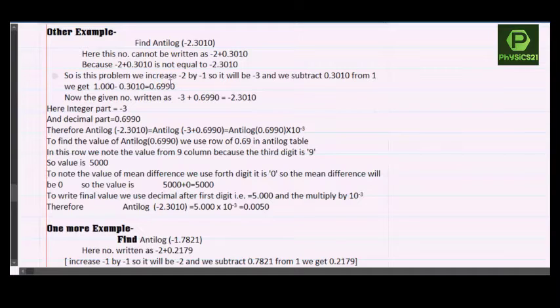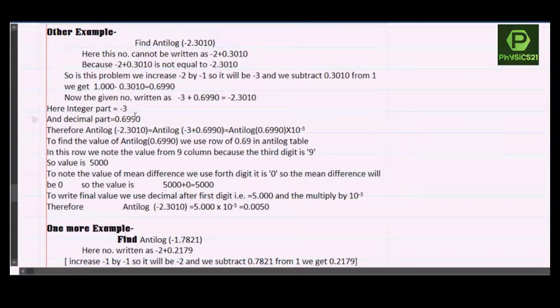0.3010 from 1, so we get 0.6990. Now the given number can be written as minus 3 plus 0.6990. As we solve it, it will be equal to minus 2.3010. This is the way to find the value of antilog of any negative number.